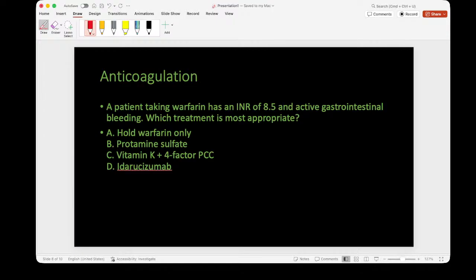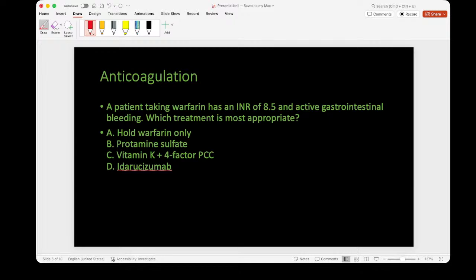A patient is taking warfarin, has an INR of 8.5 and active gastrointestinal bleeding. Which treatment is most appropriate here? So, for a patient who is on warfarin and has a very high INR, some of you might say to hold warfarin only, but this patient may still need the warfarin as part of the therapy and treatment. Probably not the best choice here in this case.